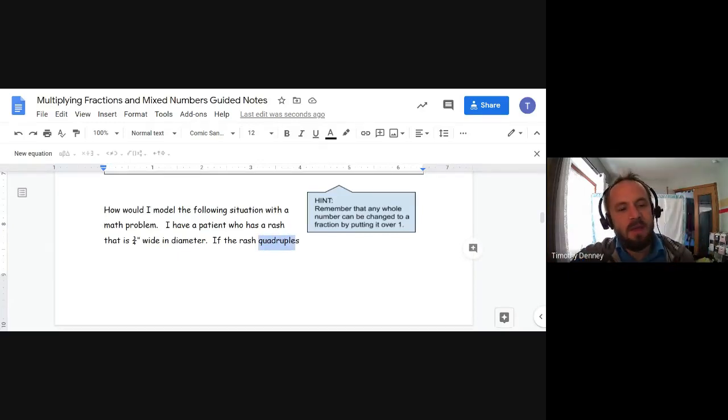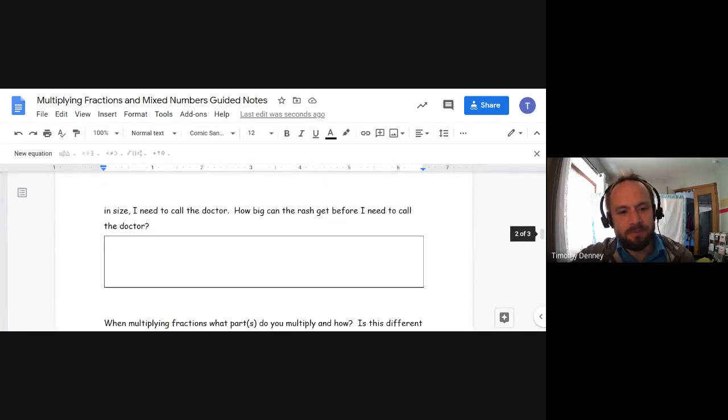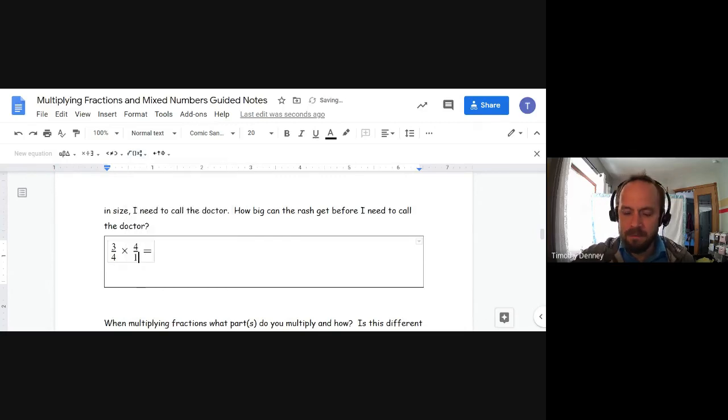4 of them, okay? So if I take my 3/4 of an inch and I multiply that by 4, notice it doesn't matter which side the whole number is on. 4 times 3/4, 3/4 times 4 is the same thing. All right. How big can it get? Well, like last time, we got to put this over 1. And we talked about the rule for multiplication is you multiply the tops, multiply the bottoms. And you can simplify if you can. Again, this one's a pretty easy one to simplify. If you just take the top number divided by the bottom number, you end up with 3.